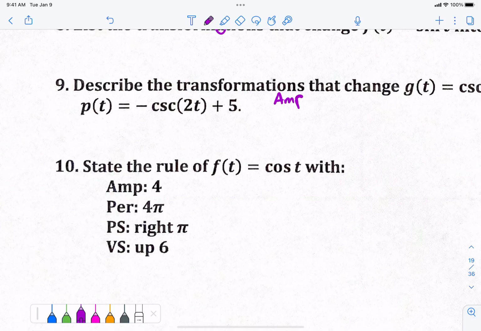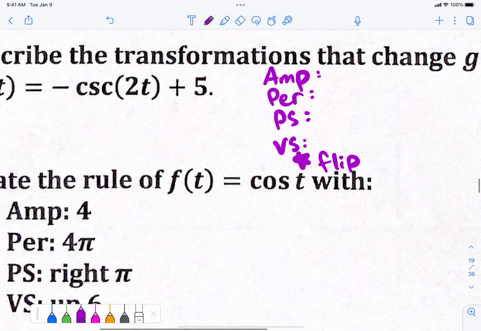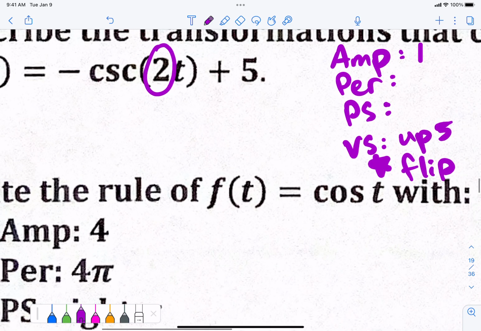Sure, let's do it. Amplitude, period, phase shift, vertical shift. It's flipped over the x-axis, so we have to list that as well. What's the amplitude? Just 1. What's the 5 do? Vertical shift, up 5. Now this 2 is the B value, and that tells me the period.